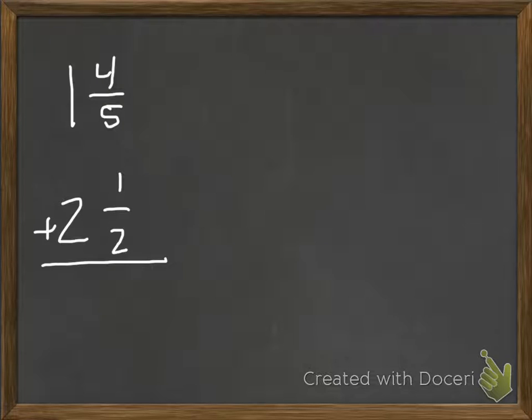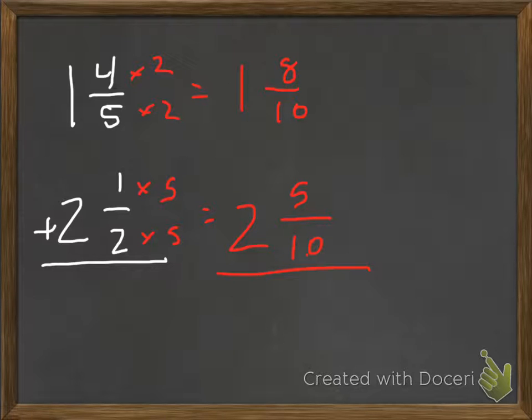So I have 1 4/5 plus 2 1/2. Of course, you can't change a 2 to a 5, but you got to make these common denominators. So I'm going to multiply this side by 2 and this side by 5. My whole numbers are just going to come straight across. 4 times 2 is 8. 5 times 2 is 10. 1 times 5 is 5, and 2 times 5 is 10. Now I can go ahead and add them together.